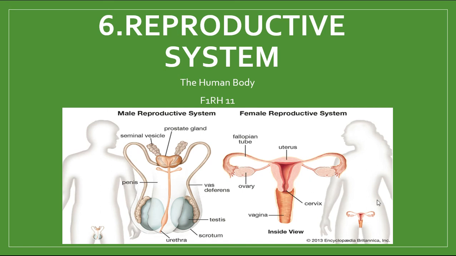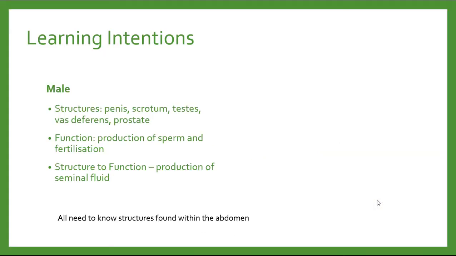This video will cover the male reproductive system as part of the human body unit. The need to know structures for the male reproductive system include the penis, scrotum, testes, vas deferens or sperm duct, and the prostate gland. In terms of function, we'll be looking at the production of sperm cells and the role these play in fertilization.